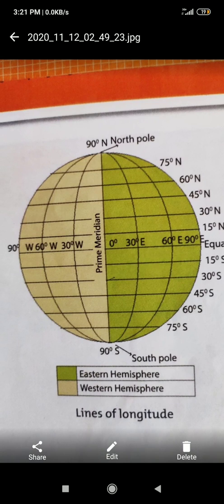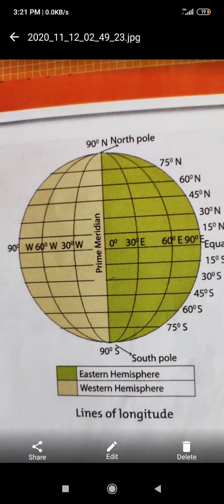How? First one is the prime meridian. From the right you can take 30 degrees, next 30 plus 30, how much? 60 degrees, then 90 degrees. Here you must write E. Here E indicates east. Then on the left side, 30 degrees west, 60 degrees west, 90 degrees west.